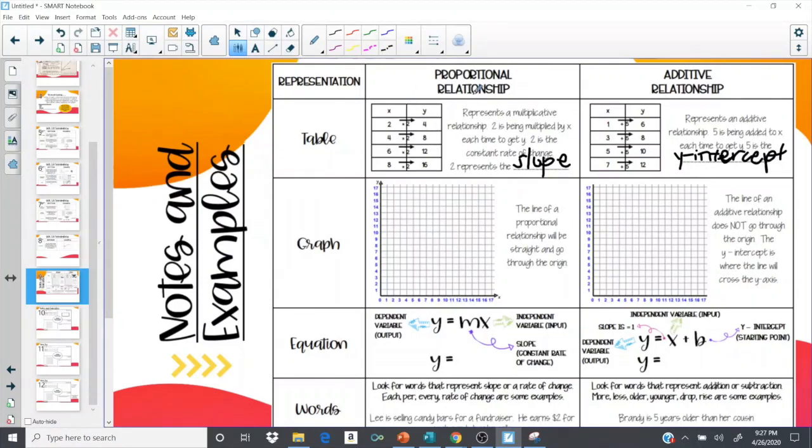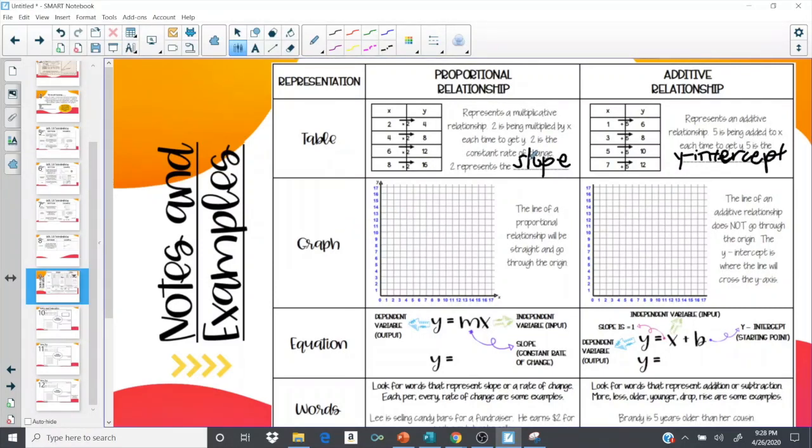So that's the difference between a proportional and additive relationship. Each time for a proportional relationship, you will multiply by a certain number, and for the table of an additive relationship, you will add or subtract by a certain number. Okay, let's move on to graphs.